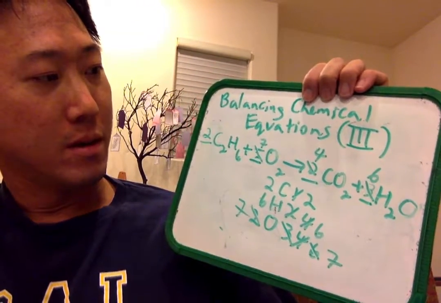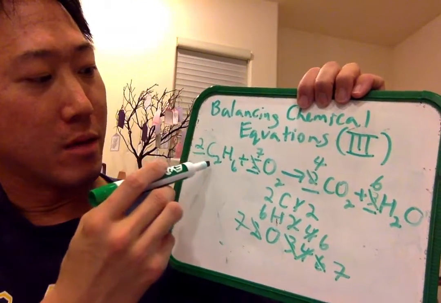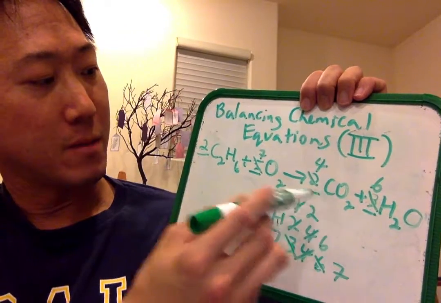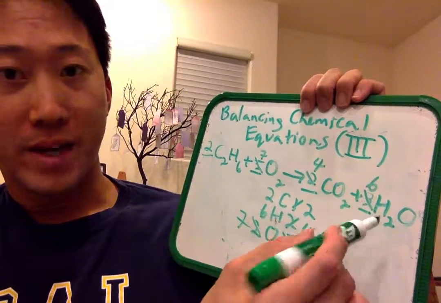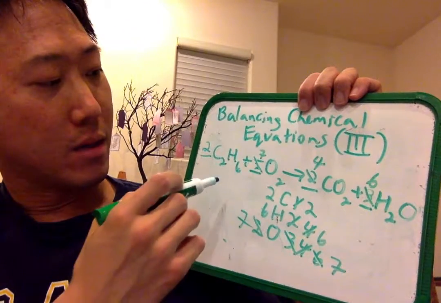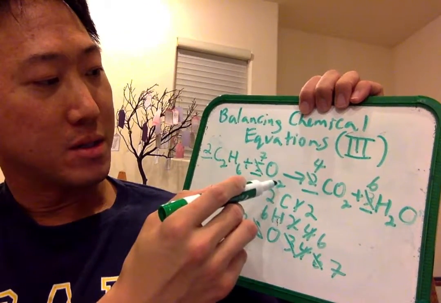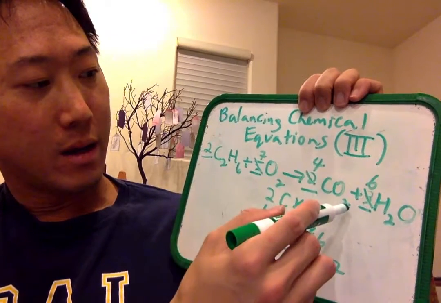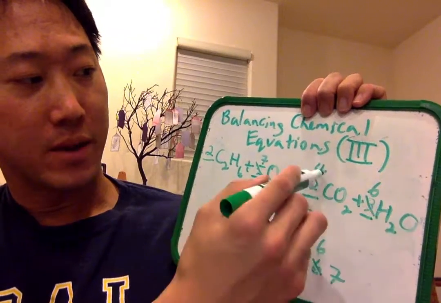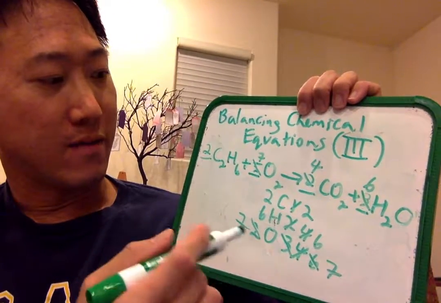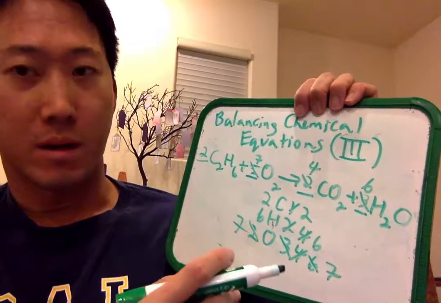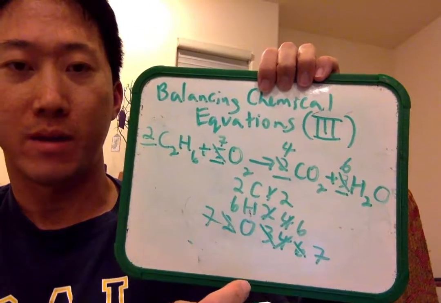So just for speed's sake, I'll just look at the carbons. 4 carbons here, 4 carbons here, 12 hydrogens on the left, 12 hydrogens on the right, and where are my oxygens? We have 14 oxygens on the left. We have 8 oxygens here, but another 6 here. So 8 oxygens plus 6 oxygens is going to be 14 on the left and 14 on the right. So that means we are all balanced. Okay, so hopefully that made sense to you.